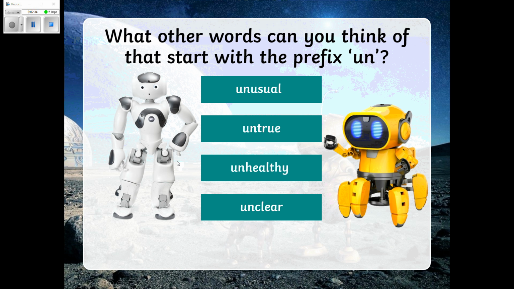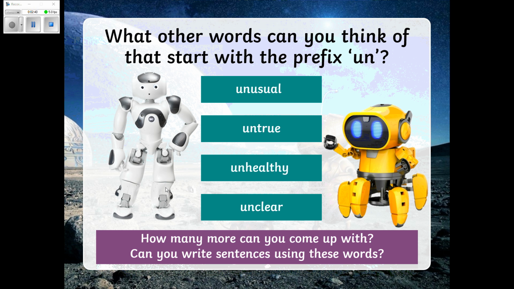So here's the challenge. This is what they want you to do. And it's two things, one for each robot. How many more can you come up with? And can you write sentences using these words? Well done, Year 1. That's the end of our grammar session. So grown-ups, if you'd like to pause the video until you're ready for the main part of the lesson.